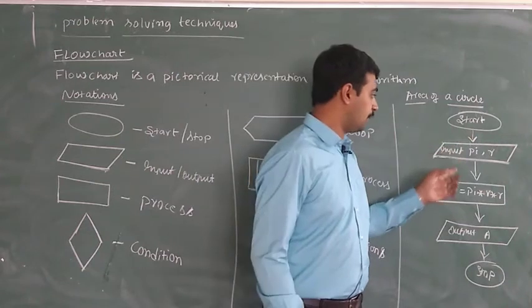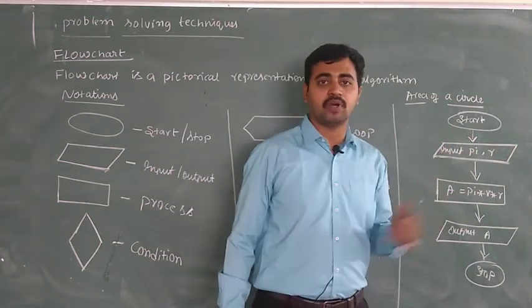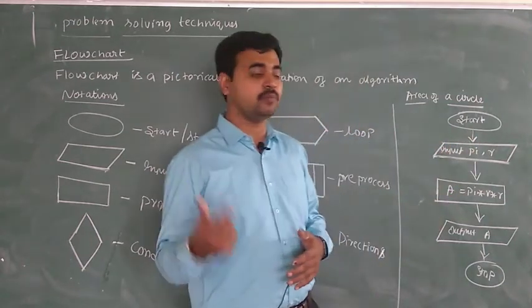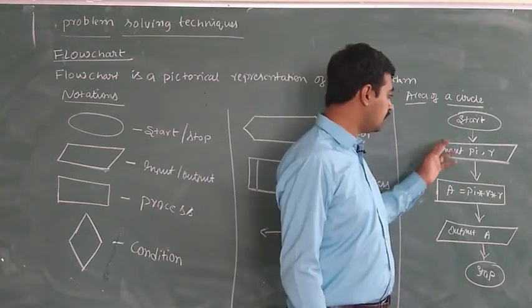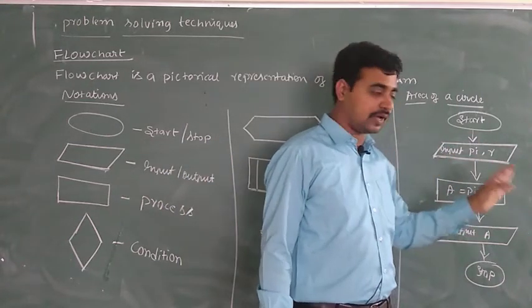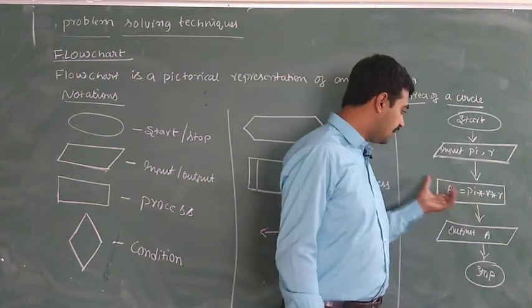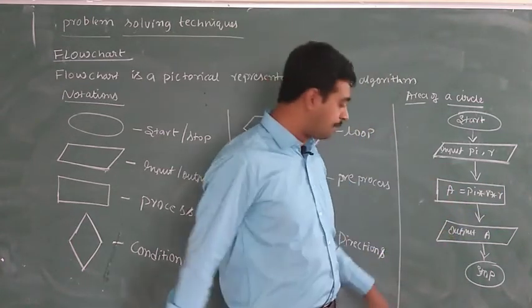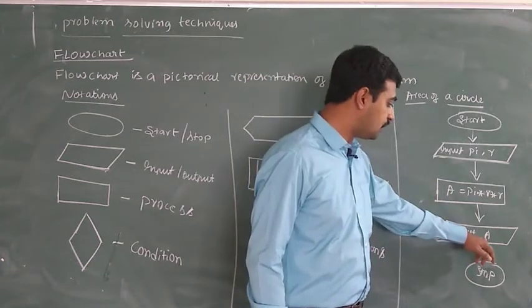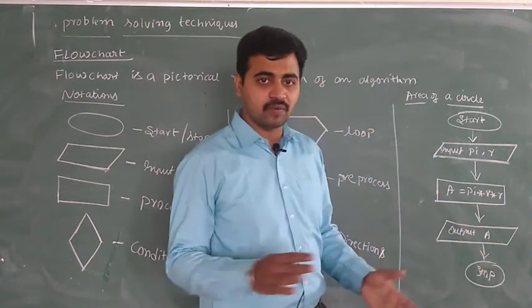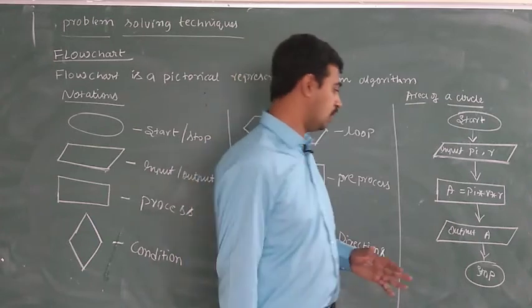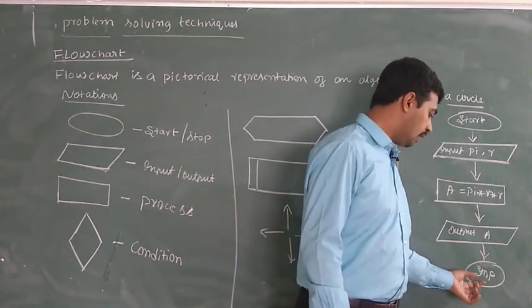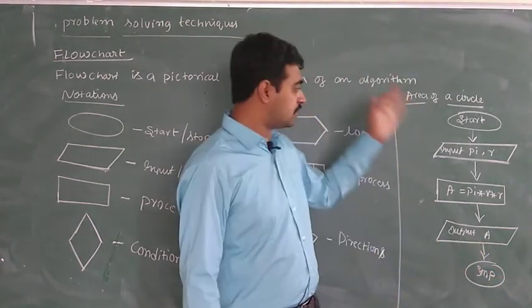So I am using the oval shape. Again I am using an input. What are the input things? Pi and r are the input, so I mention input in a parallelogram. Then a equals pi r square, written in a rectangle. Again we are getting the output, in a parallelogram. We will be getting the output as what? A. You can mention area or a, whatever convention you are comfortable with. At last I am using a stop. So these are all the things.